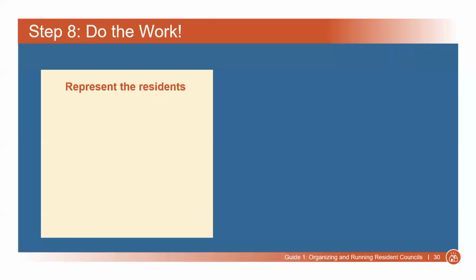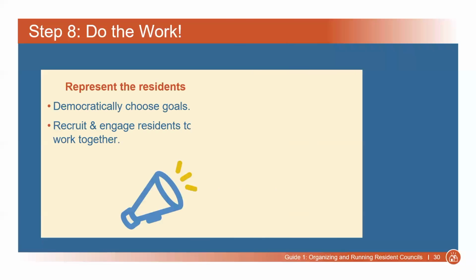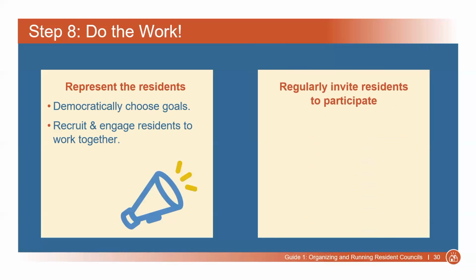Step 8. Do the work. Once you have a resident council, you can start doing the work. The basic duty of every resident council is to represent the residents. You can do that by working to choose goals democratically. This means actively recruiting and engaging residents to work together. Get input from as many people as possible and decide as a group what issues you'll take on. The organization can then work cooperatively to address community needs and accomplish its goals. An excellent resident council builds community so that residents want to participate.